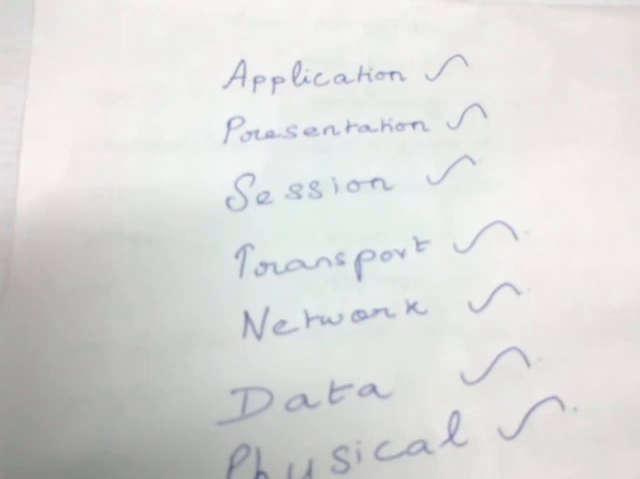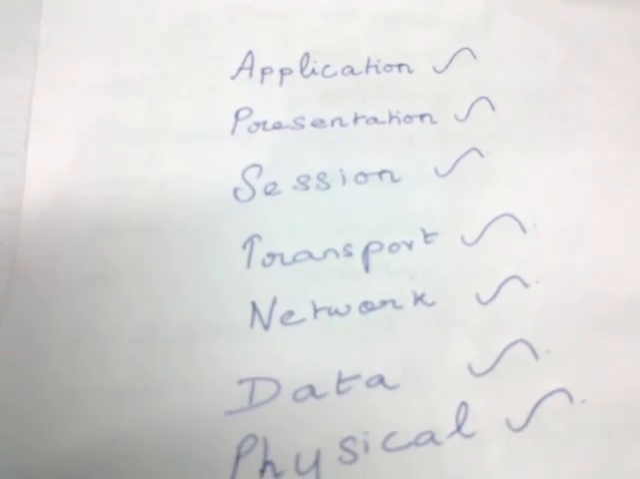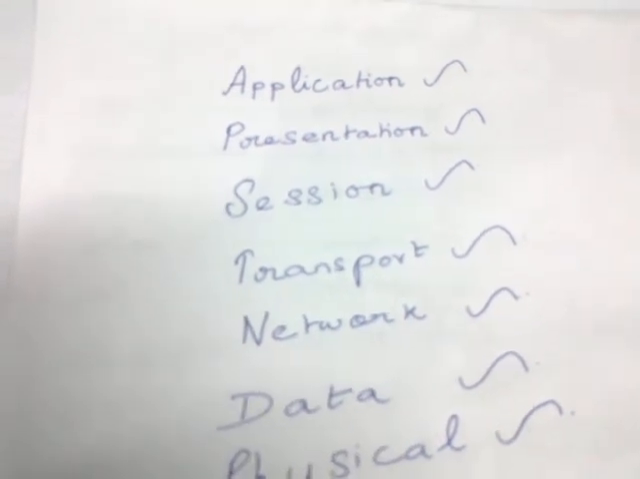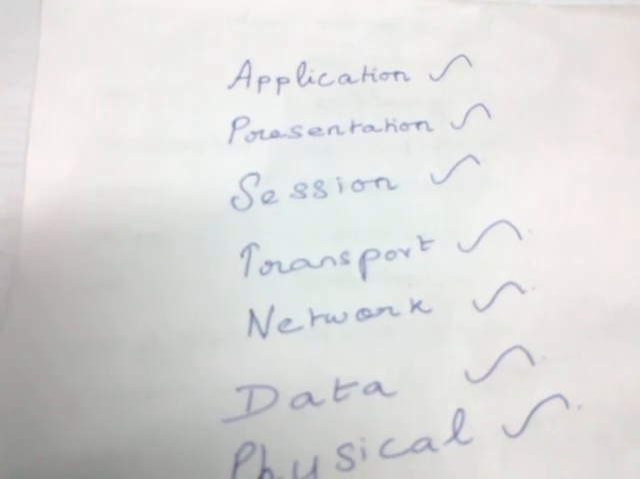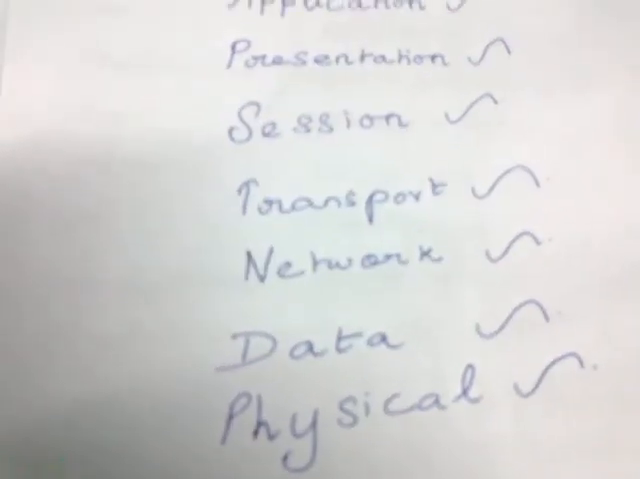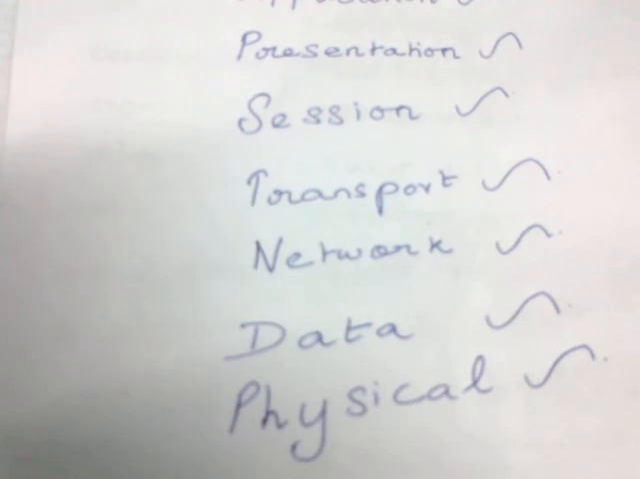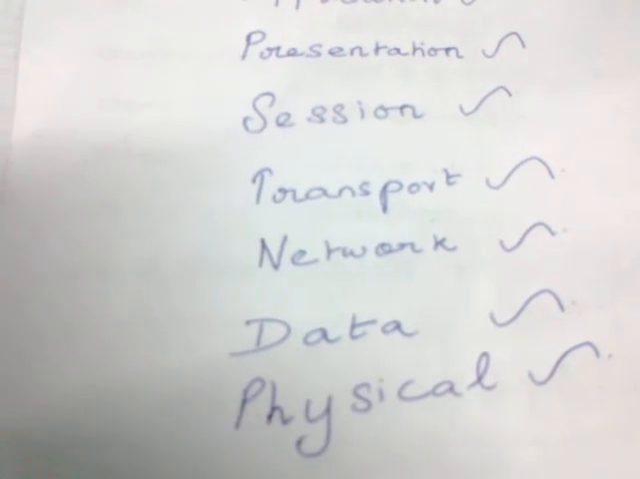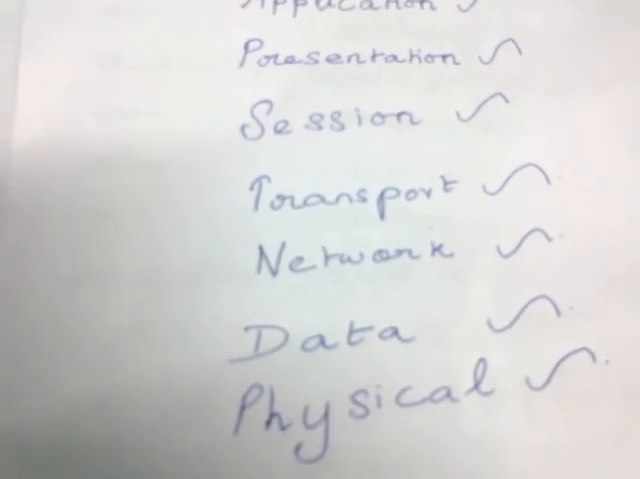So what is the next? We have come till the network layer. Next is the data link layer, which is divided into two sublayers. That is the LLC, logical link control. It talks about WAN protocols, PPP, HDLC, frame relay.